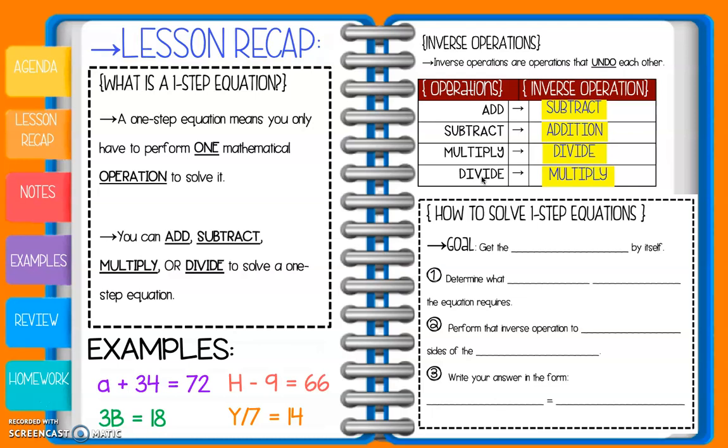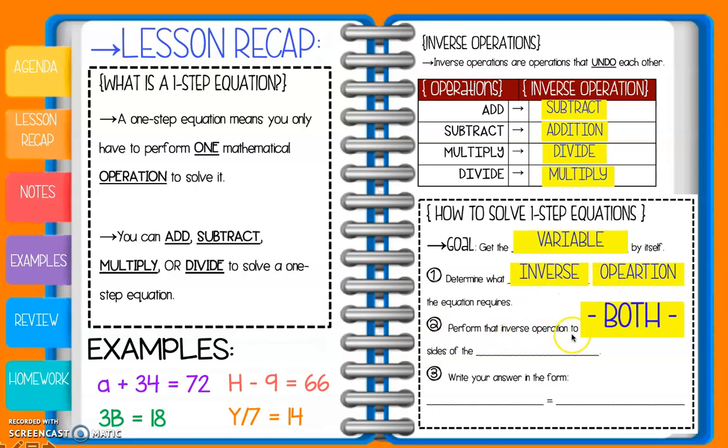Okay. So a review of our steps, the first thing that we need to think about is that the goal of solving any equation is to get the variable by itself. Okay, you're going to hear me say isolate the variable. That means just to pull it apart and get it by itself and see what it equals. So to do that, the first thing that we're going to do is we're going to look at our equation and determine what inverse operation that we need to solve the problem. Okay, then we're going to perform that inverse operation to both sides of the equation.